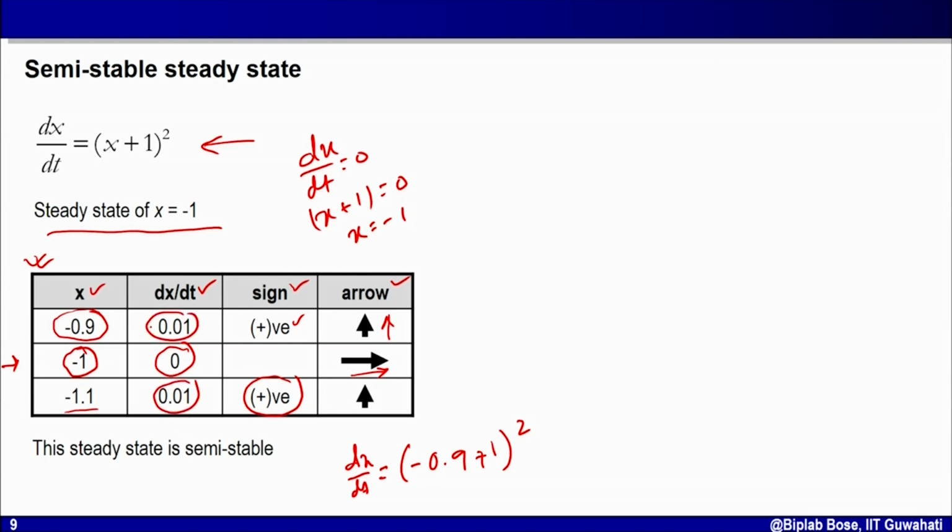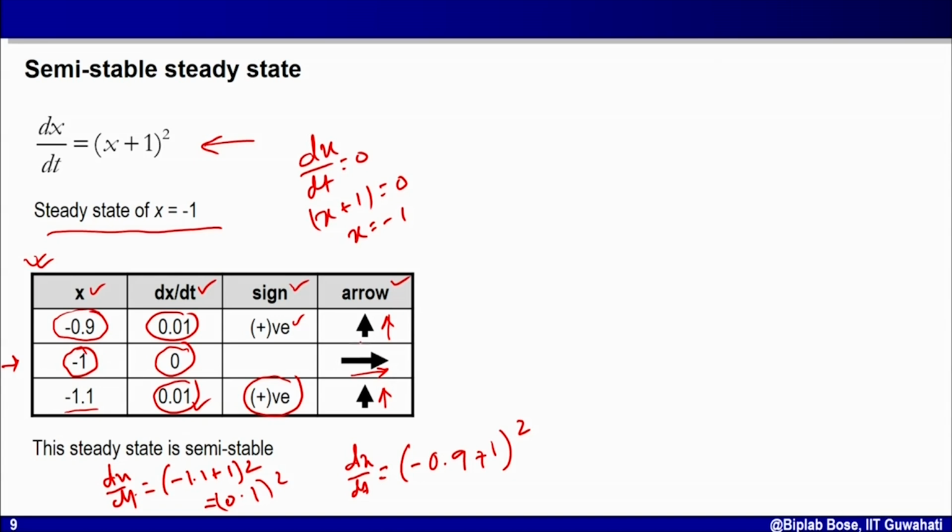We can calculate it easily. For example, dx/dt is equal to (-1.1 + 1) whole square. So that will be (-0.1) whole square, and you will get this value. So obviously this is a positive value, and the arrow will be pointing up.